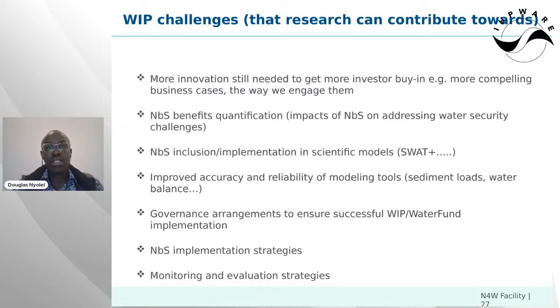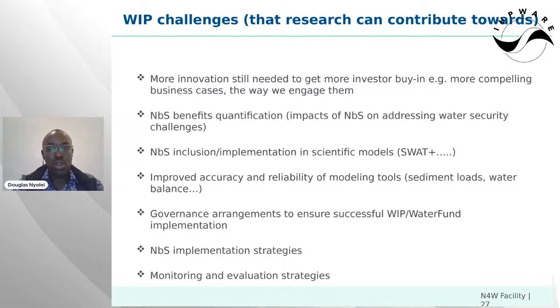For example, in agricultural lands, we want a system whereby you have agroforestry systems, but at the same time the farmers engage in cover crops. And we want these to be integrated into scientific models so that we can know the expected impacts of these nature-based solutions.